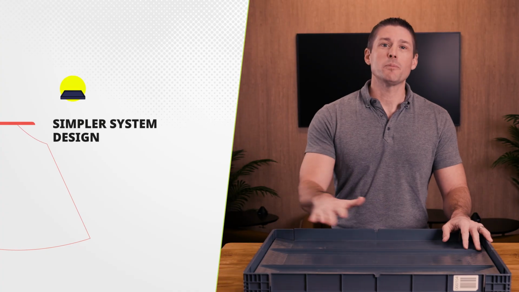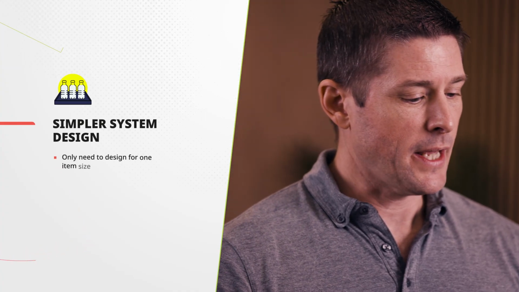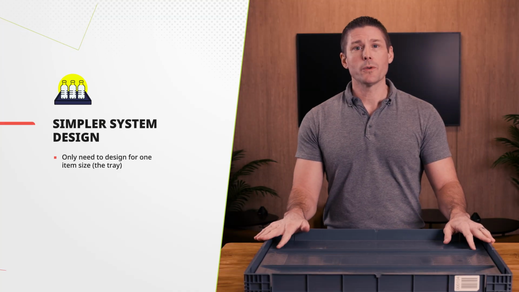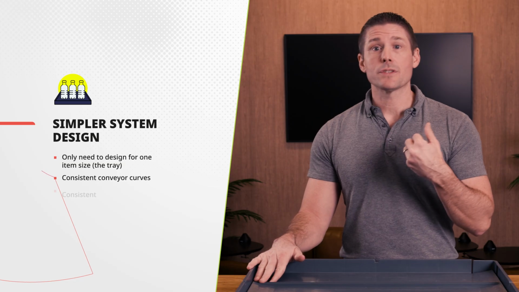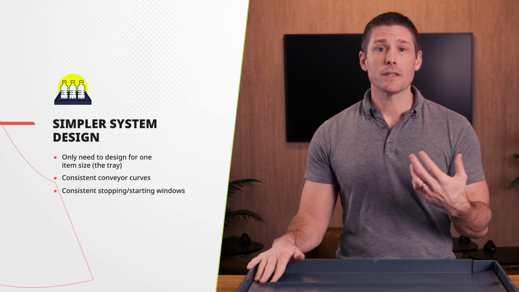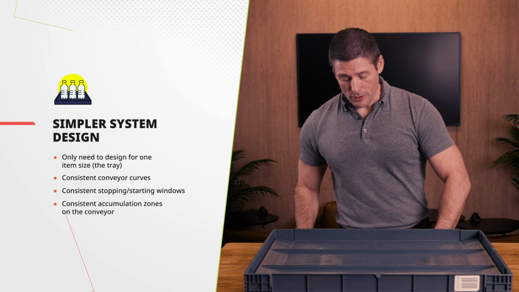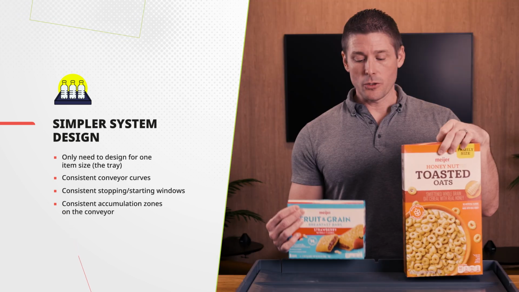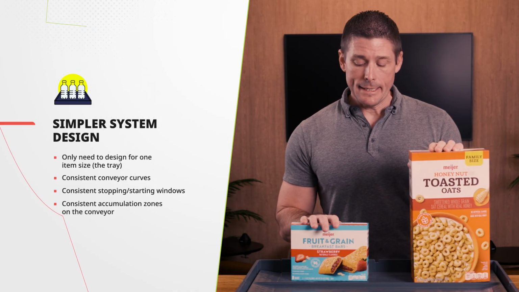So the first thing I want to talk about is how much it simplifies your overall system design. One of the beautiful things about a tray is that it's only one size. So when we design the system, we only have to account for that one size, which means much more consistent curves, much more consistent starting and stopping windows, as well as much better accumulation on the overall conveyor. When we take different case sizes, we have to account for all those differences. So we end up with larger gaps on the conveyor to account for smaller and larger items.